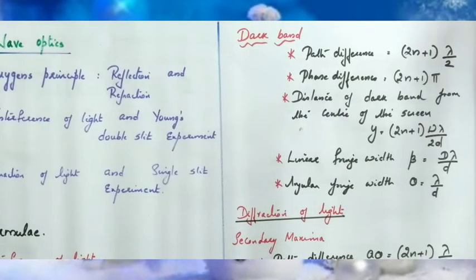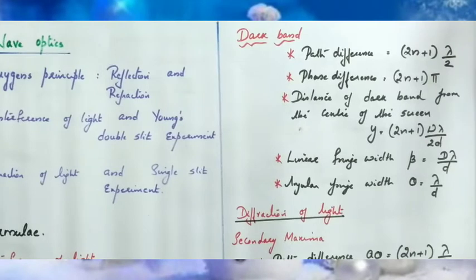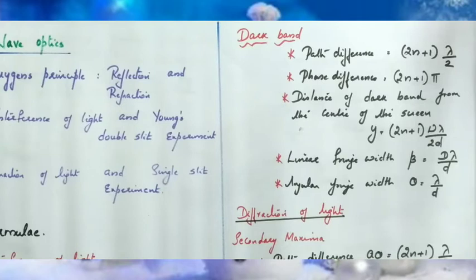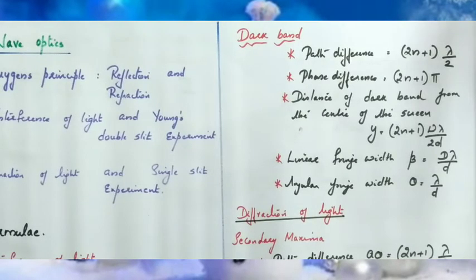Now for dark band, path difference is 2n plus 1 into lambda by 2. Phase difference is 2n plus 1 into pi. Distance of dark band from the center of the screen y equal to 2n plus 1 into D lambda by 2d. Linear fringe width is beta equal to D lambda by d, and angular fringe width is theta equal to lambda divided by d.